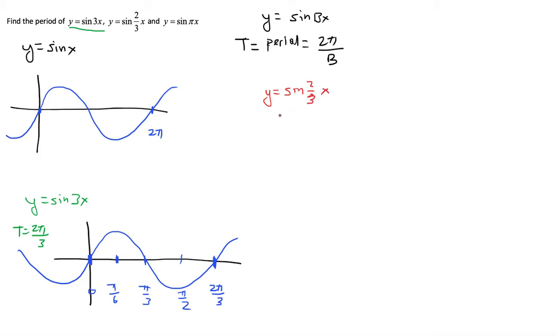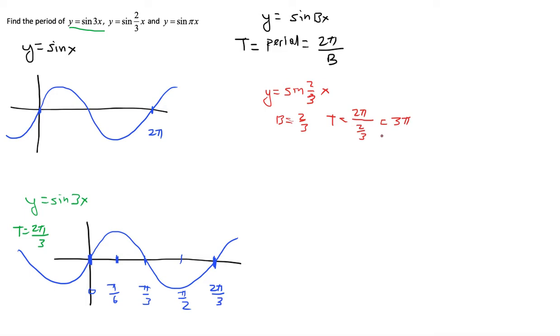So what is the b value here? B is equal to 2/3. So that means the period is going to equal 2 pi divided by 2/3. Remember, we never divide by fractions. We always multiply by the reciprocal. So this becomes 3 pi. 2 pi times 3 over 2 equals 3 pi.